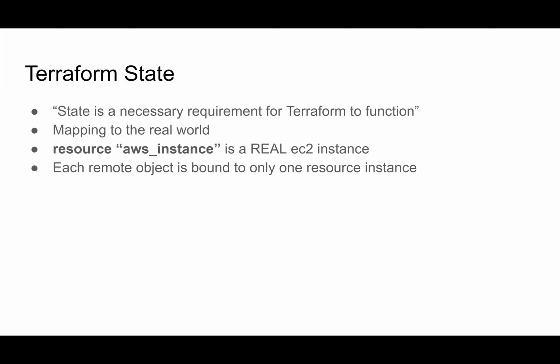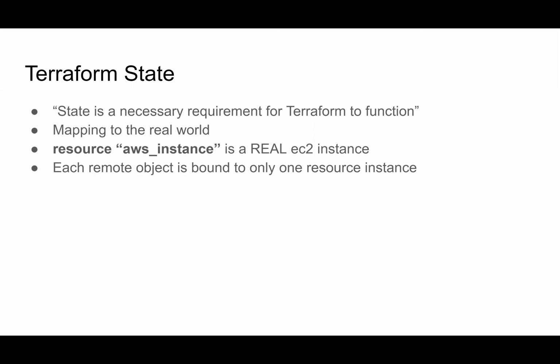Next thing we want to talk about is Terraform State. So state is a necessary requirement for Terraform to function. Terraform requires some sort of database to map Terraform configuration to the real world, saying, hey, here's this configuration, and this is what I think is actually out there in the real world, and then verifying that with a database. And so that's a mapping to the real world. We really need to make sure that the resource that we're declaring here, in this case, an AWS instance, is a real EC2 instance. So we have an identity that's tied to that.